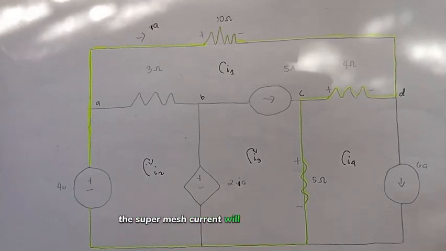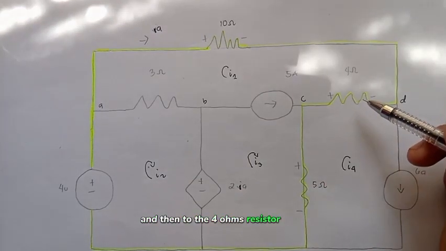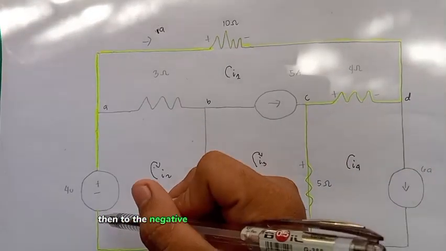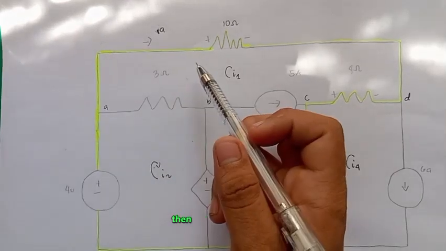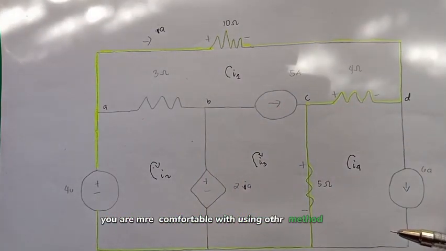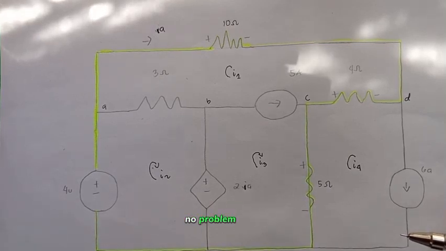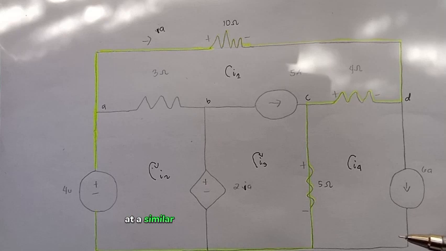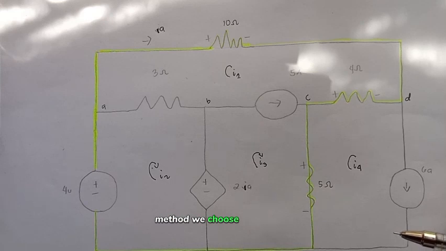The super mesh current will flow through the 10 ohm resistor and then through the 4 ohm resistor to the 5 ohm resistor, then to the negative terminal of the voltage source, and back to the 10 ohm resistor. If you are more comfortable with using another method than super mesh, no problem. Rest assured that we will still arrive at a similar answer, regardless of which method we choose to use.